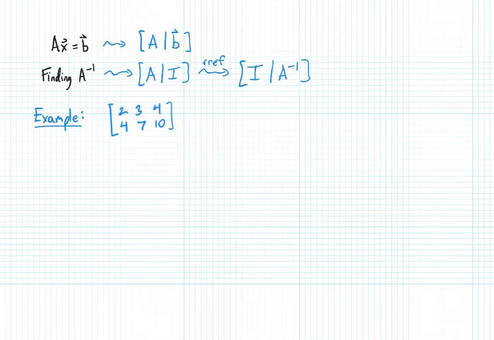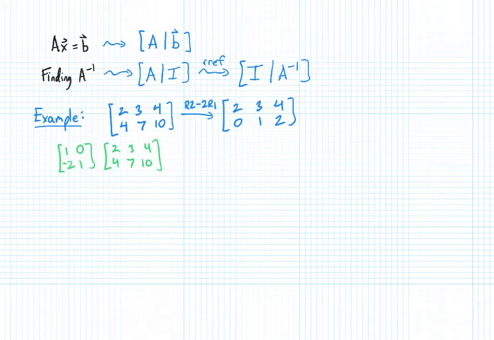So let's say we had this matrix and we wanted to do Gauss-Jordan elimination on it. The first step would be to use that 2 as a pivot and eliminate the 4 that's below it. And so to do that, we would subtract 2 times row 1 from row 2, and this is what we get.